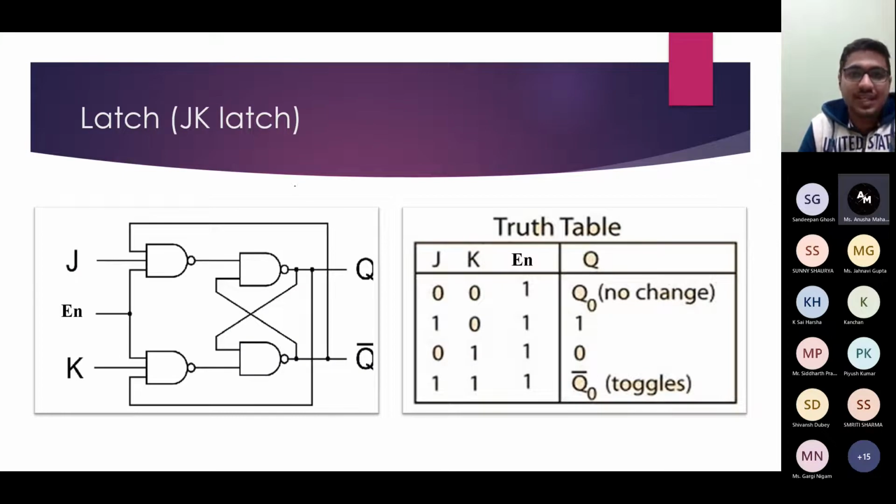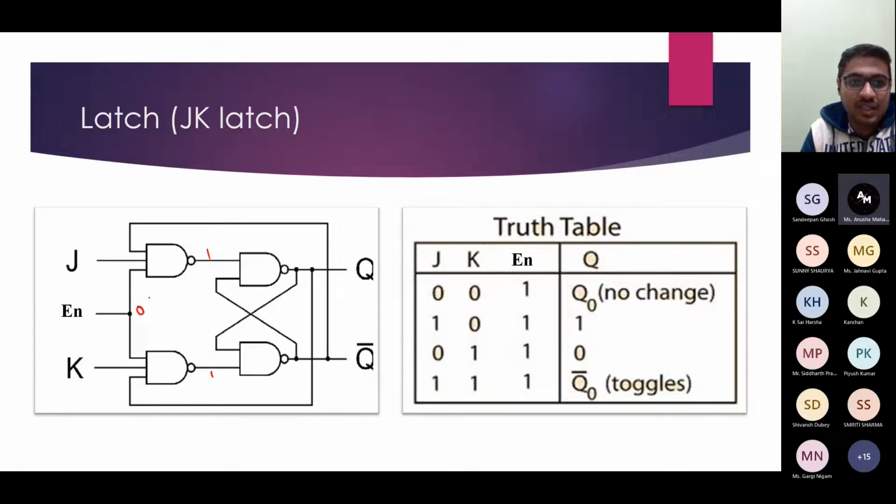Now this is the JK latch. Here again you have enable input, and when this enable input is 0, the output here will be 1 and 1, and 1 and 1 is the memory state for a NAND latch. Here this is the SR NAND latch. So 1 and 1 are its memory state. So here when enable is 0, Q will not change.